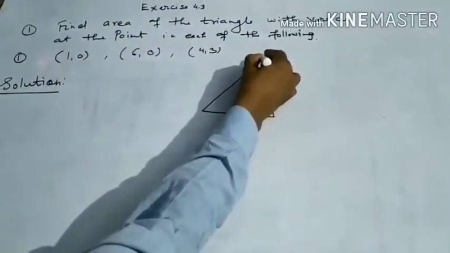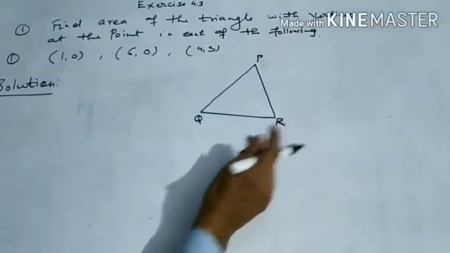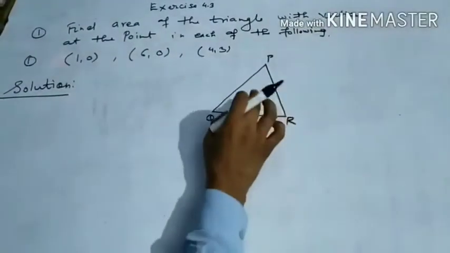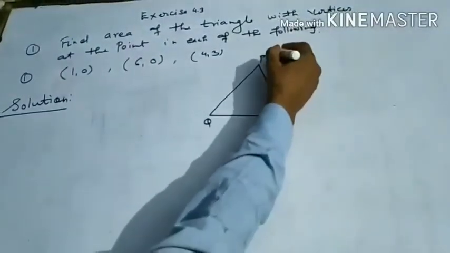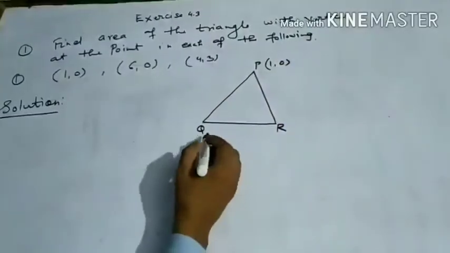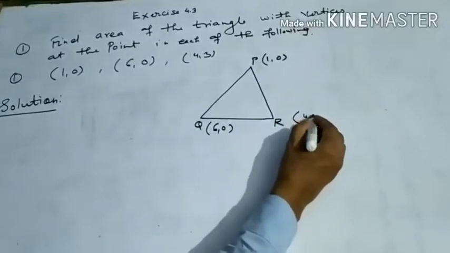Here this is P, and suppose this is Q and this is R. This is the triangle, and we want to calculate the area of triangle PQR. Suppose the coordinates are P(1, 0), Q(6, 0), and R(4, 3).